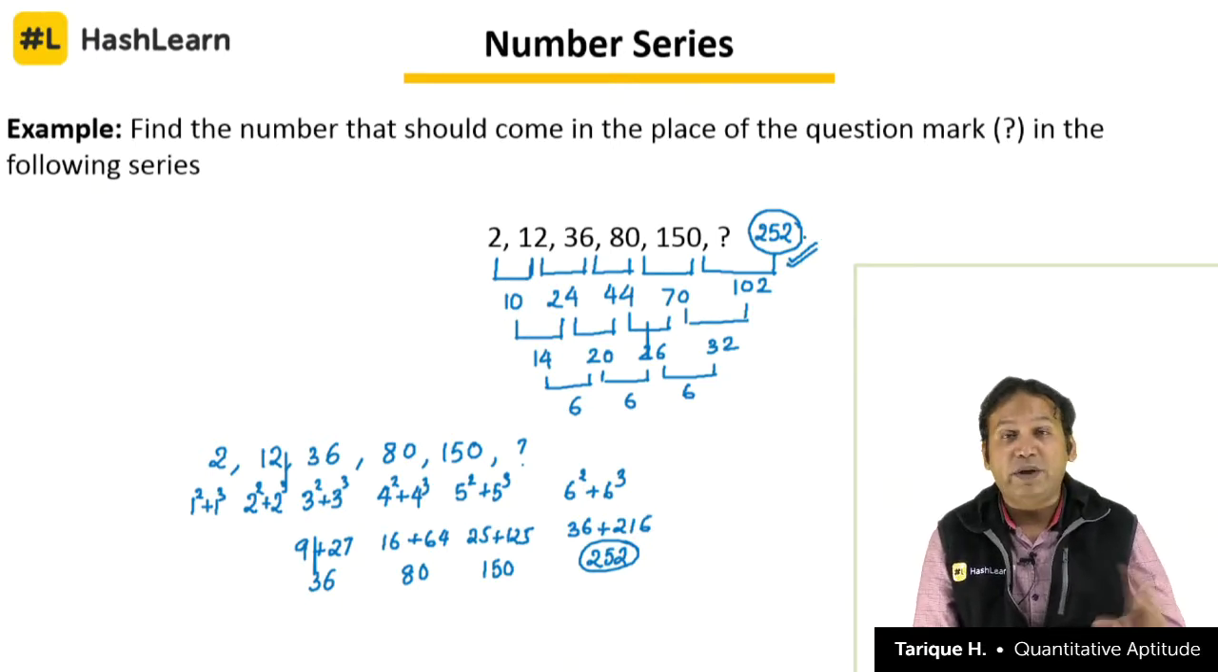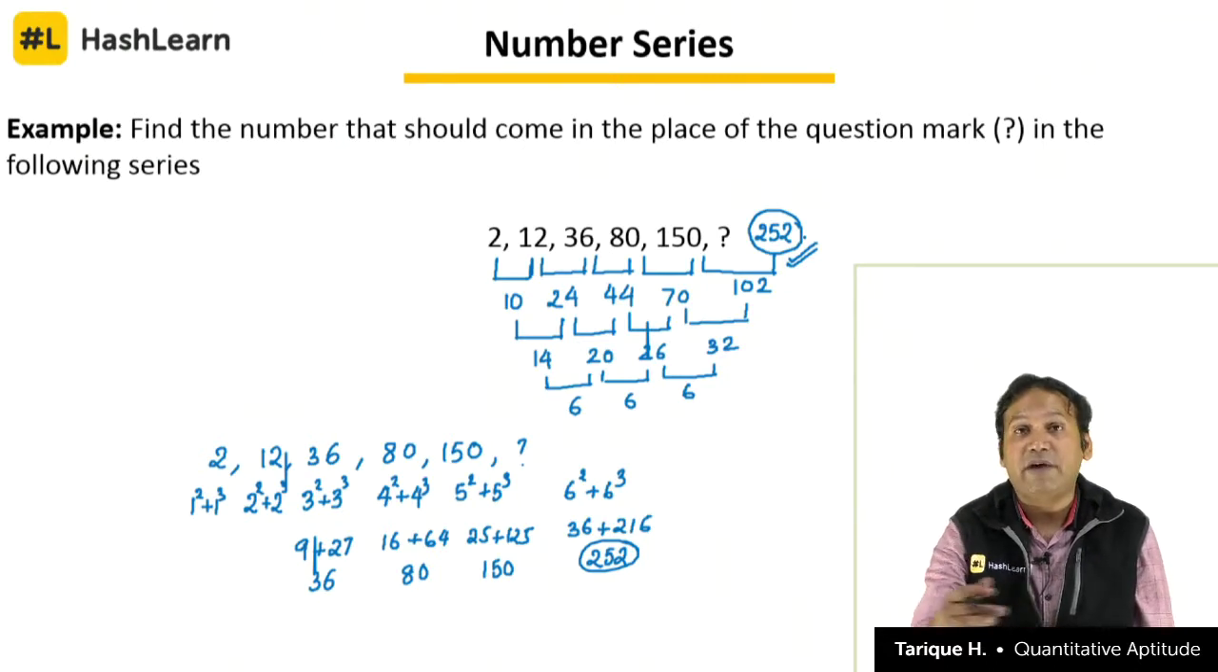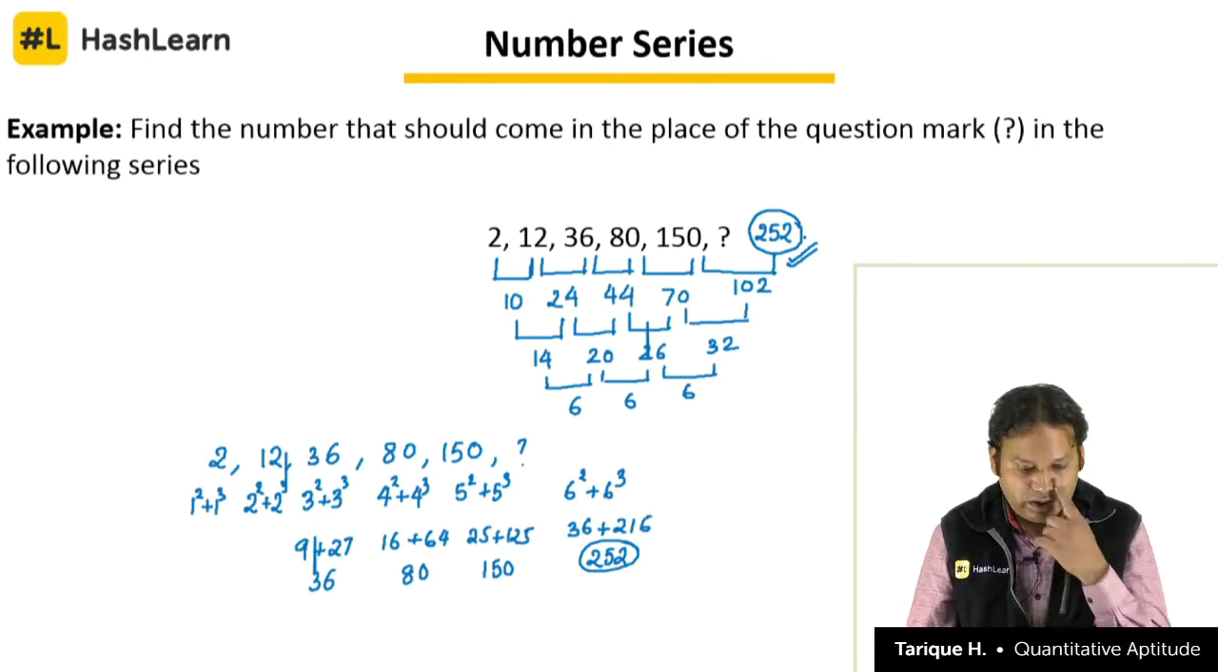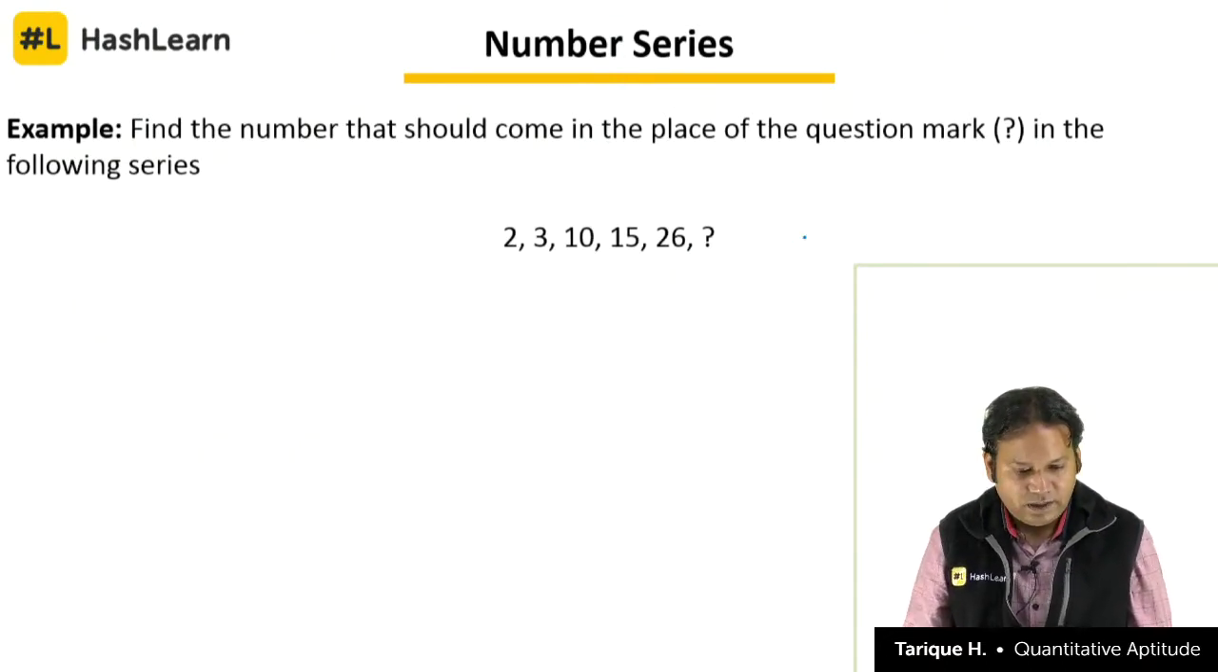If you can observe quickly that it is 1 square plus 1 cube, 2 square plus 2 cube, you will save time, you will not have to find difference and do all these things. Directly we will say the answer is 6 square plus 6 cube, and if you are familiar with squares and cubes, you get the answer quite quickly. Okay, alright. Now let's look at the next question.